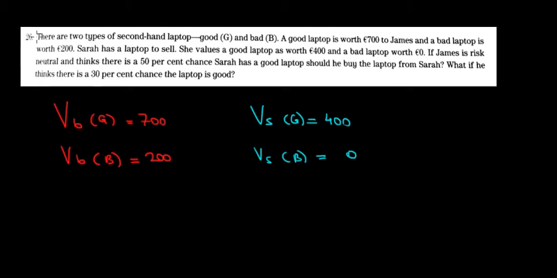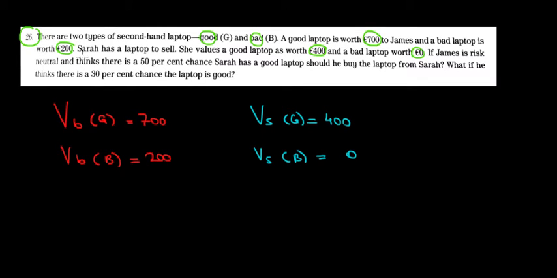Let's have a look at question 26 in this video. So we have two types of second-hand laptop, good and bad. A good laptop is worth 700 euros to James and a bad laptop is worth 200 euros. Sarah has a laptop to sell, so Sarah is the seller, James is the buyer. Sarah values the good laptop at 400, the bad laptop at 0.